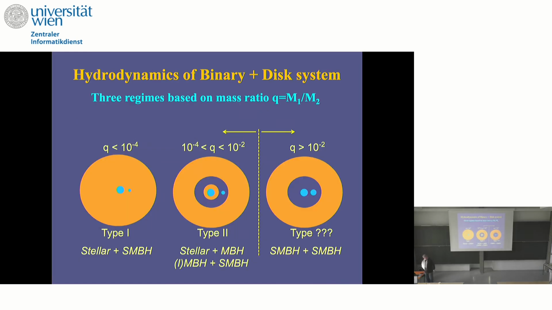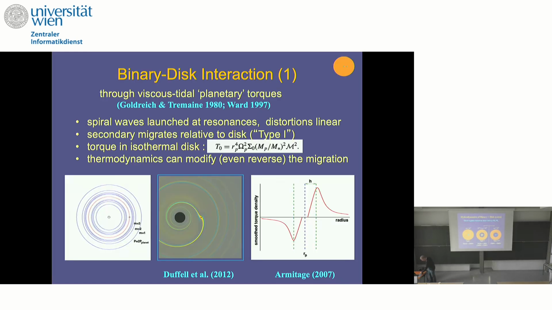So the first one is type 1. This is called type 1 migration. This is in some ways the simplest, because here you can actually do theoretical analysis, because the mass of the perturber is so small. This goes back to a famous paper in 1980, where you put a perturber in a disk, and maybe focus on this middle panel. What happens is you have linear perturbations. You can write down the fluid equations, and you can do linear perturbation theory, and you can obtain the torques which are deposited at resonant locations.